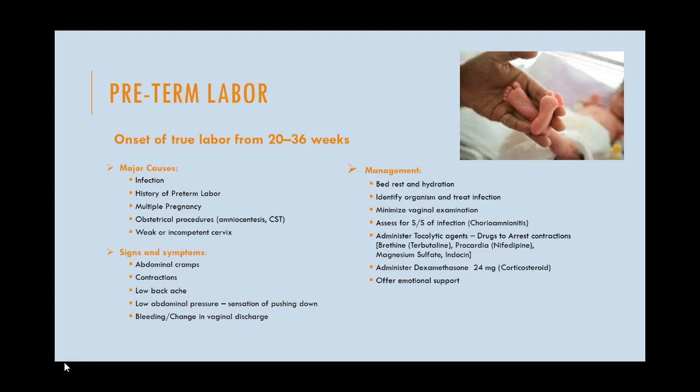Some signs and symptoms of preterm labor are abdominal cramping, contractions, a low backache, low abdominal pressure, or mom might have a sensation of pushing down, and then a bleeding or a change in vaginal discharge. So moms may see something like bloody show.